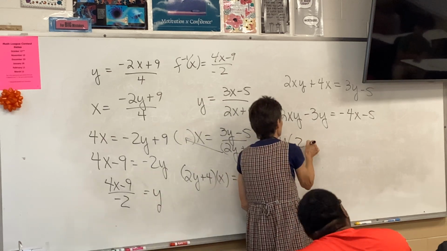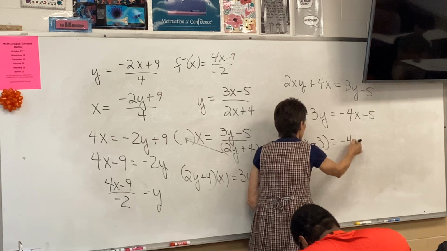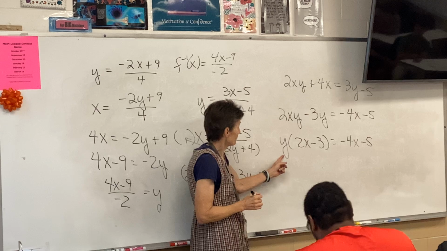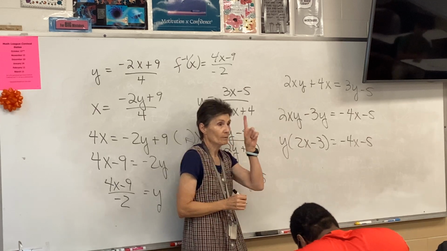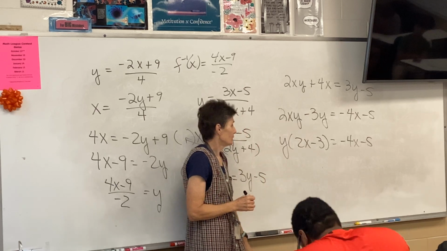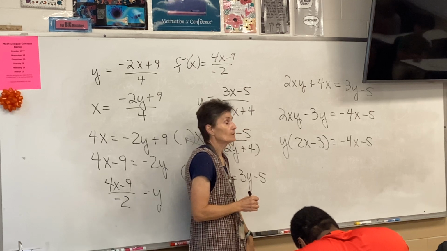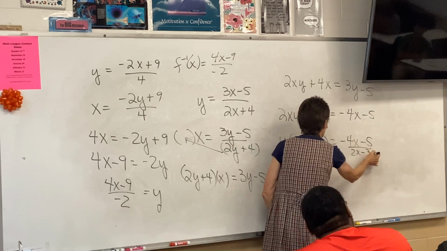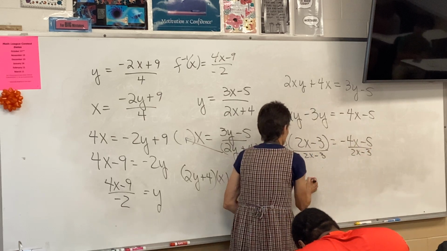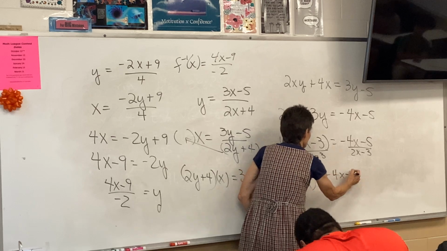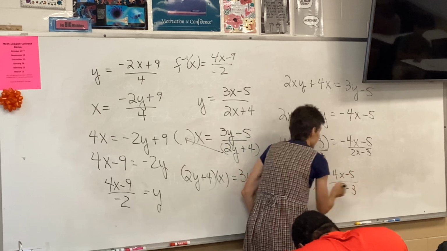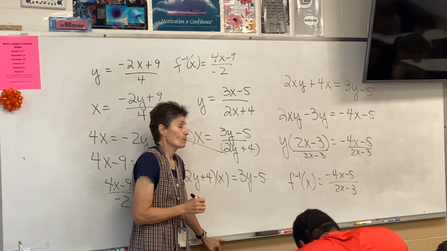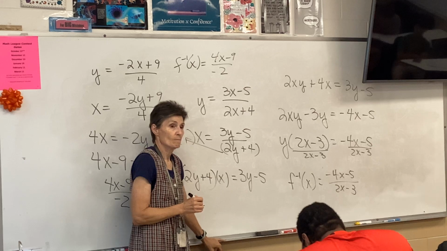Then what? Factor out the y. Factor it out. Now we only have one y. Good news. And then last step, divide. And this is what I'm dividing by. So my inverse is going to be negative (4x minus 5) over (2x minus 3). Remember doing that on your quiz?